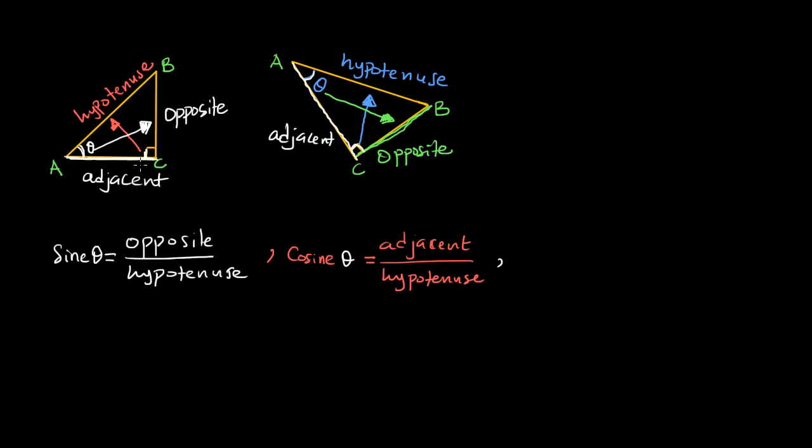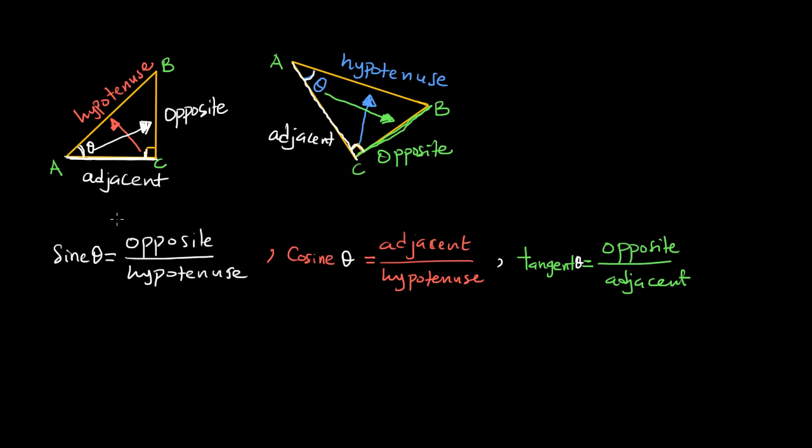Now let's say we are considering the ratio opposite all over adjacent. The opposite side all over the adjacent. This is the opposite all over the adjacent side. Now this ratio is called the tangent of the angle we are considering. The tangent of the angle, which is theta. So this is tangent of the angle theta equals opposite all over adjacent.